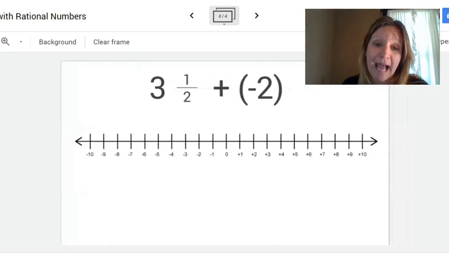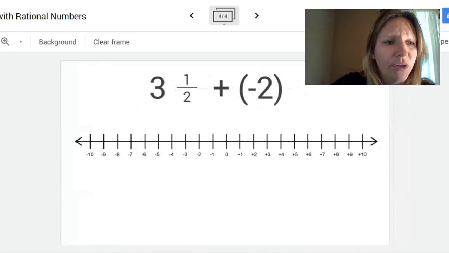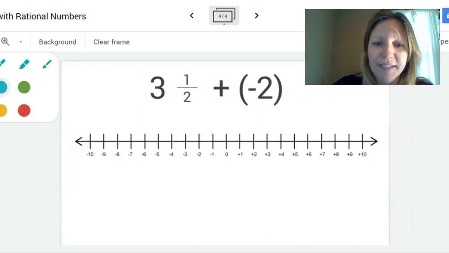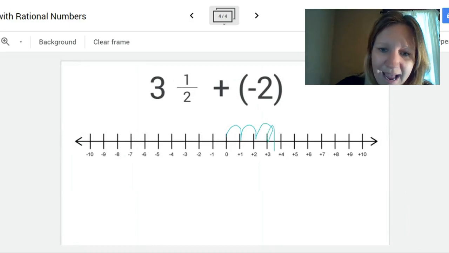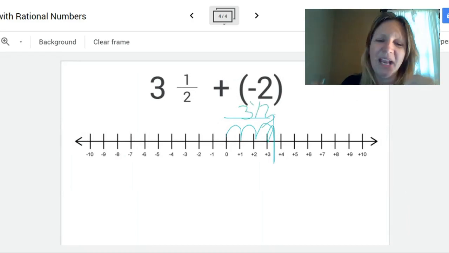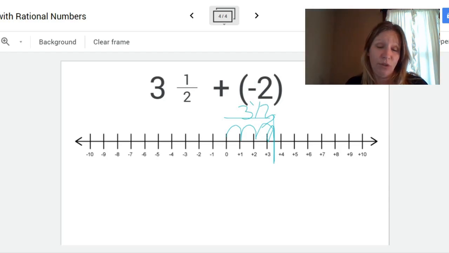Okay. And our last example deals with a decimal. 3.5 plus -2. So we're going to go to the right 3.5 spaces. 1, 2, 3.5 right here. We went right 3.5, and now we're going to add -2.